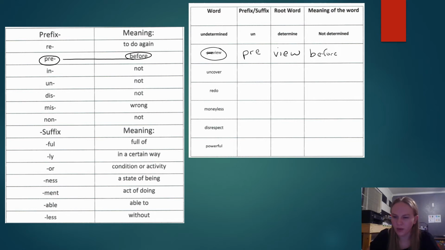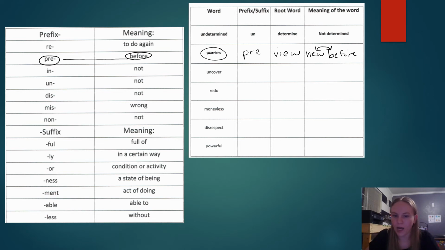And then what before? What is the root word? We can't forget that. So before view. Do we say before view? No, you're right. So let's put view before. I think that makes a little more sense. So if you noticed, all we did was flip view and before. We put view first because we don't talk like before view. We say view before.